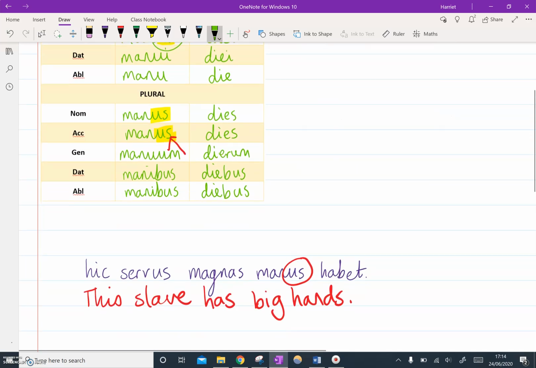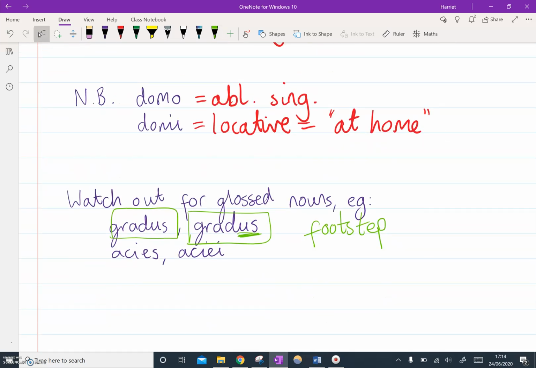Okay, so what that means is, if you're given the word and you're given its meaning, you still need to look at that piece of information, look at that genitive and go, right, it's fourth declension. So that means if it's in the form of gradus, then it could be nominative singular, genitive singular, nominative plural, or accusative plural. Okay, so watch out for that.